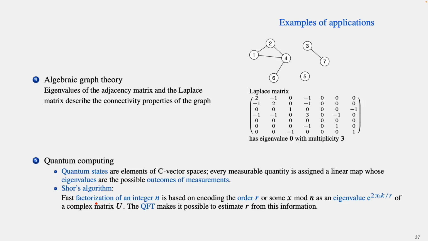So you want to compute the factorization of an integer n, which is very difficult to do in general on a classical computer. And this ingenious algorithm does this by encoding the order r of some number x modulo n as an eigenvalue of this form, so some complex exponential e^(2πik/r). And this is an eigenvalue of some complex matrix U, and then the so-called quantum Fourier transform makes it possible to estimate this eigenvalue, or this one part of the eigenvalue from this information.